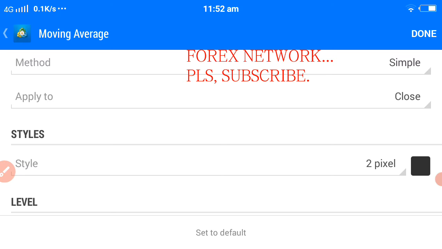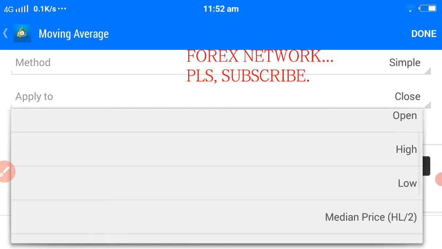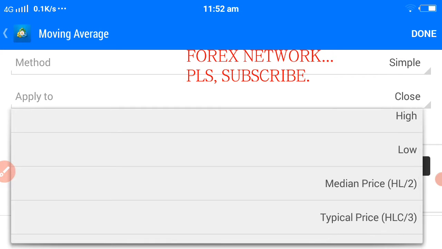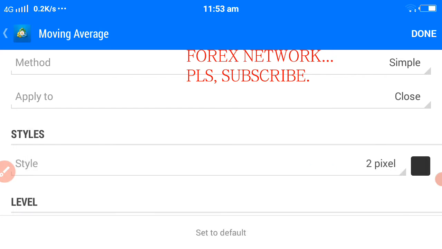Now, to apply to: where do you want it to take the average from? Is it from the open of the particular price, the close, the high, the low, the median price, or the typical price? There are a lot of places where you can take it from. So which price do you want the moving average to take the averages from?